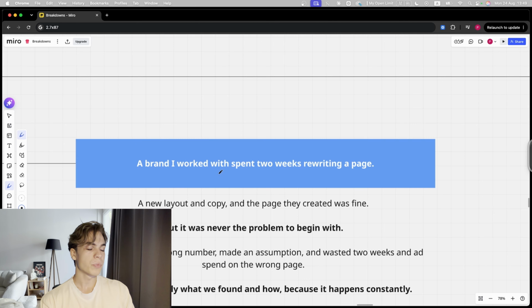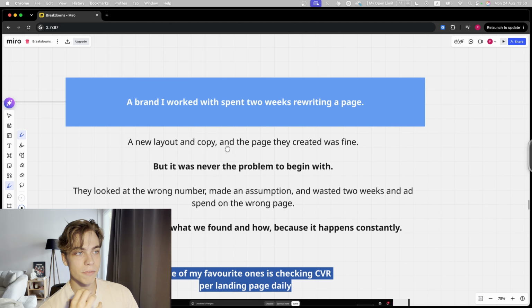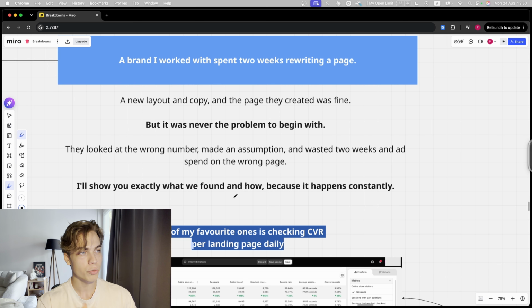So I want to tell you, there was a brand that I worked with that spent basically 2 weeks rewriting a whole page. They made a whole new layout and rewrote the copy. And honestly, the page that they created was fine, but the thing is, it was never the problem. The page that maybe you're thinking about rewriting, the product page, some other landing page, collection page, homepage, whatever, that might not be the problem. So they looked at the wrong number, they made an assumption, and they wasted 2 weeks and some ad spend on the wrong page. So I'll show you exactly what we found and how we found it, because it happens constantly.